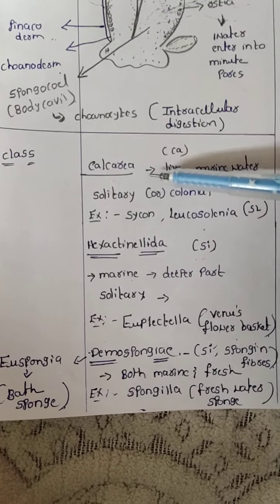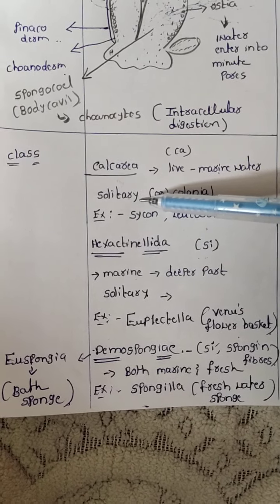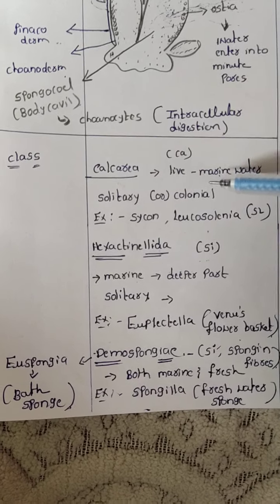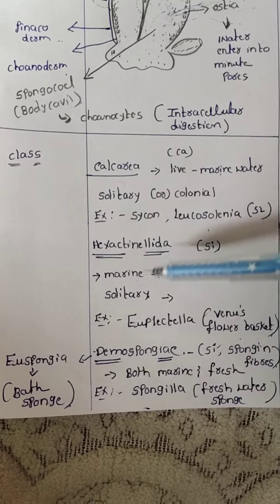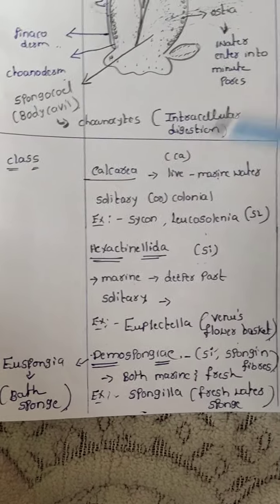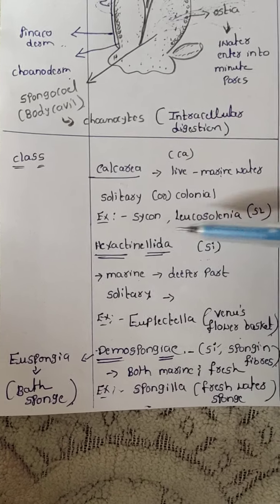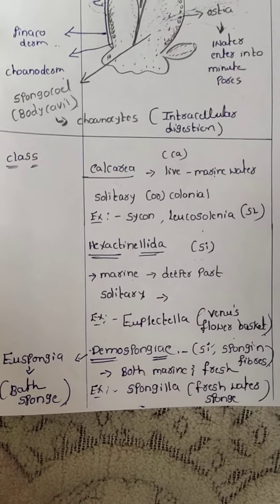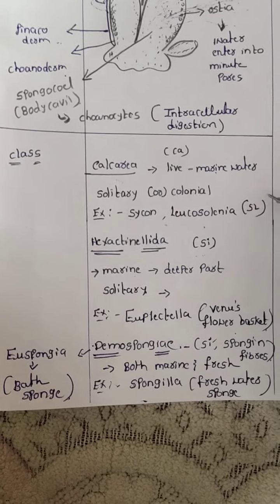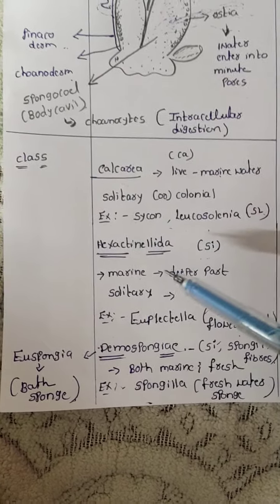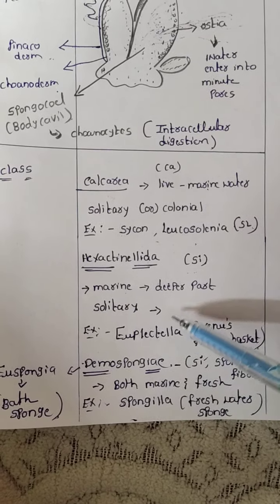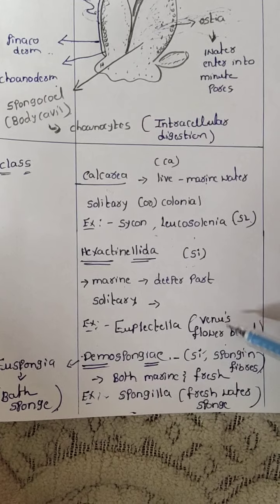These organisms are either solitary, meaning they live singly, or colonial, meaning grouped. But Hexactinellida live solitary, single. The best example of Calcarea is Scypha, and Leucosolenia is also an organism name. Simply I can name it as SL for Calcarea. For Hexactinellida, the best example is Euplectella. Euplectella is commonly called the Venus flower basket.